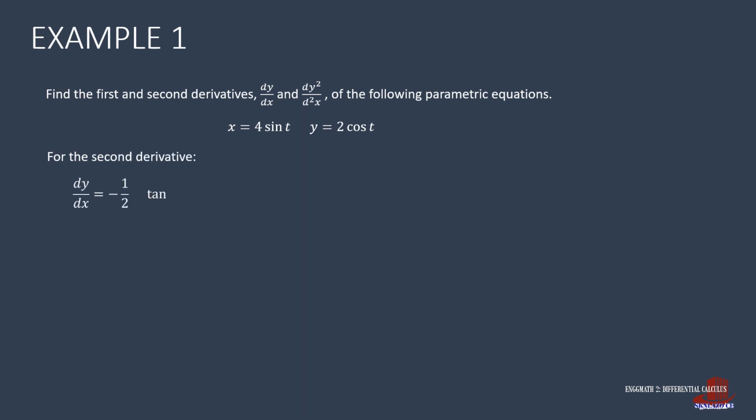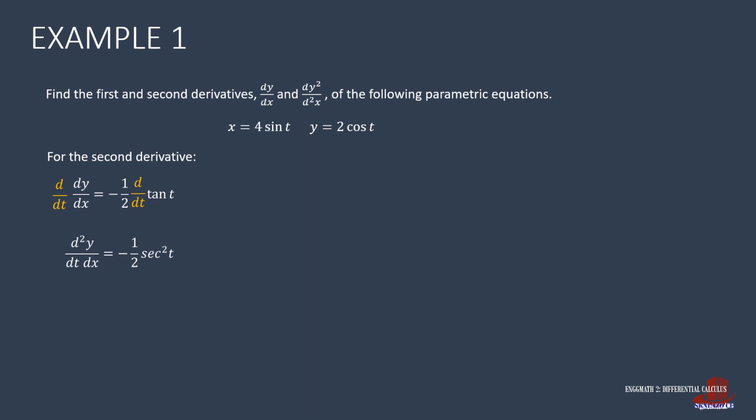Moving on to the second derivative of the parametric pair, we continue by taking the derivative of the previously solved first derivative with respect to t. So we get negative 1/2 of the derivative of tangent t, which is secant squared of t, giving the second derivative of y with respect to t as negative half of secant squared t.